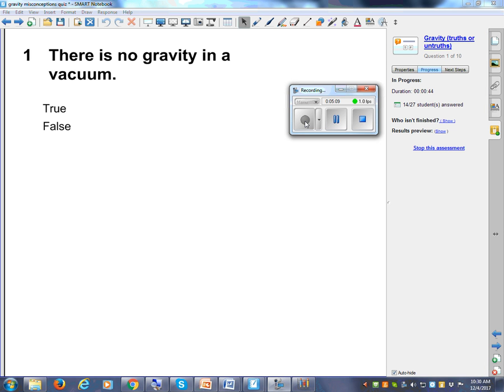I'm not talking about the vacuum cleaner. I'm talking about the vacuum of space. Vacuum of space, not the vacuum cleaner for your carpet. Oh my goodness. That's what I thought.